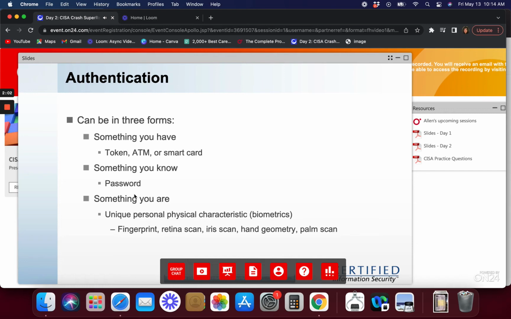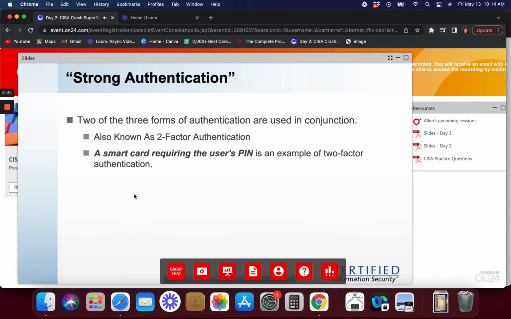The reason why we get sent codes to our cell phone is because the cell phone is something we have. And when we can input a code that we received on that cell phone, then that validates to the other side that we are in possession of that cell phone in addition to the password that we knew that we just provided. 2-factor authentication. So something you have, something you know, something you are. Strong authentication, any 2 of the 3.